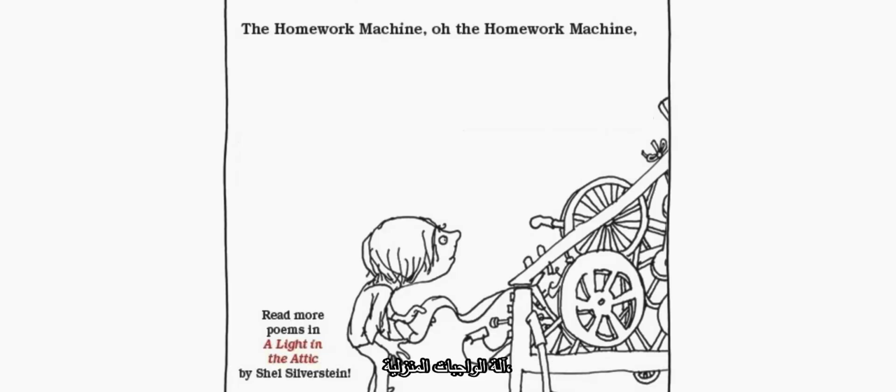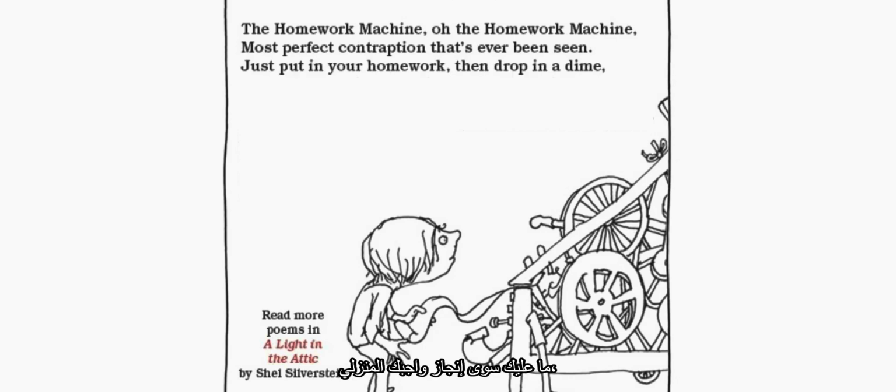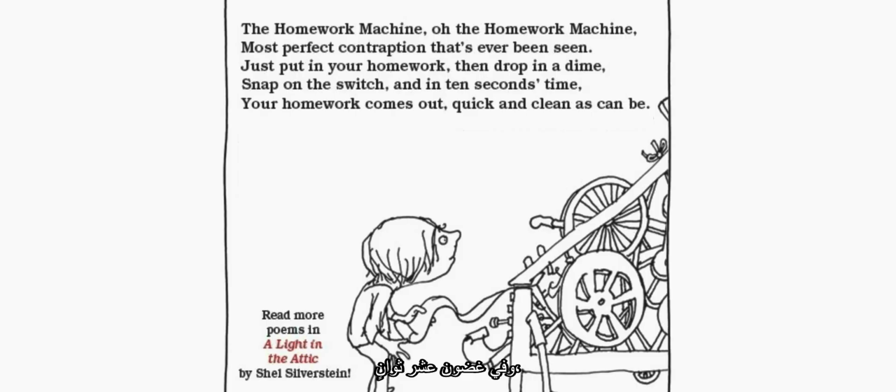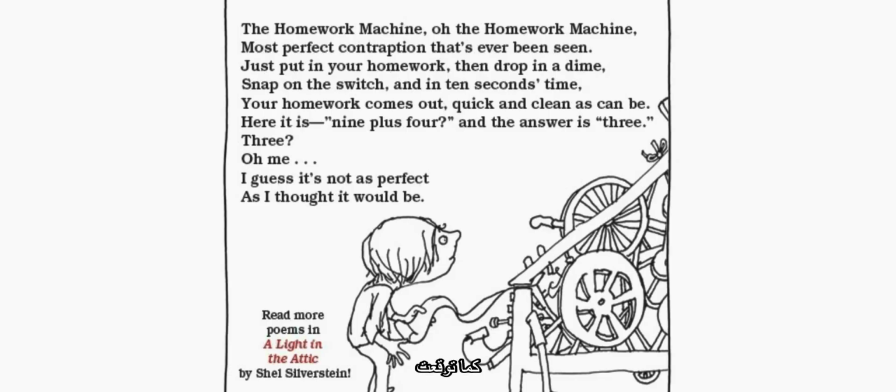He said, the homework machine, oh, the homework machine, most perfect contraption that's ever been seen. Just put in your homework, then drop in a dime, snap on the switch, and in 10 seconds time, your homework comes out, quick and clean as can be. Here it is, 9 plus 4, and the answer is 3. 3? Oh me, I guess it's not as perfect as I thought it would be.